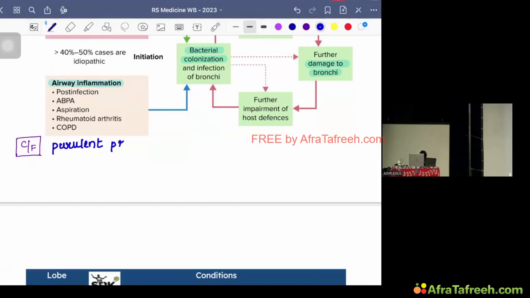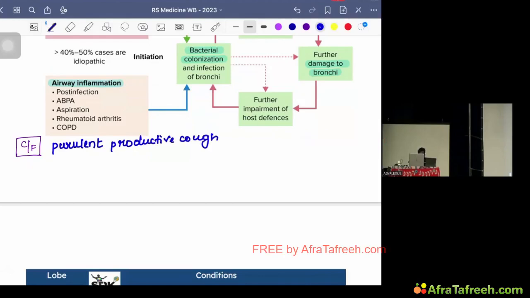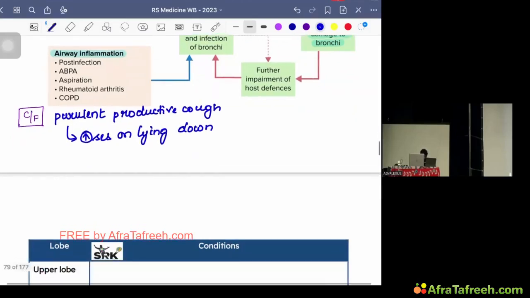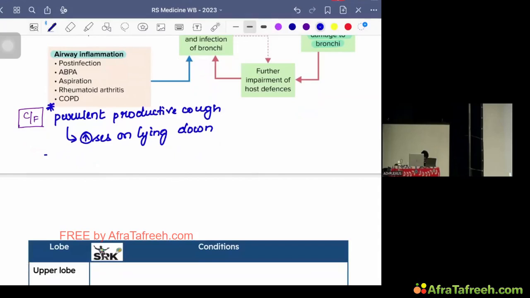Purulent productive cough. This cough has postural variation, increases on lying down posture. These patients also will have hemoptysis.